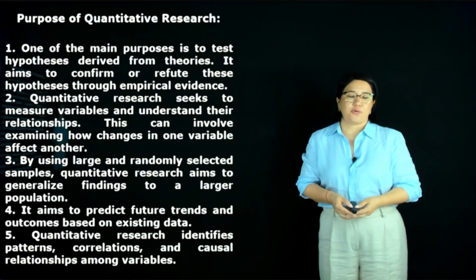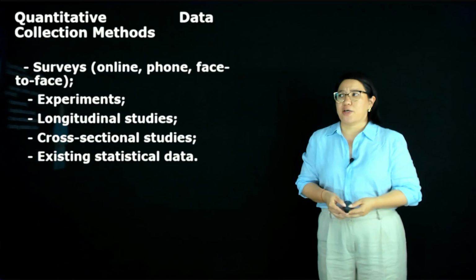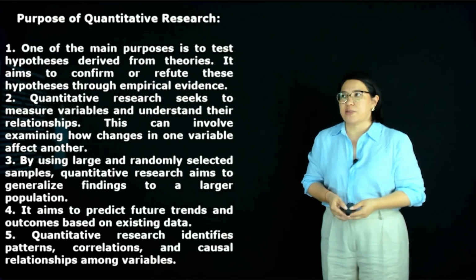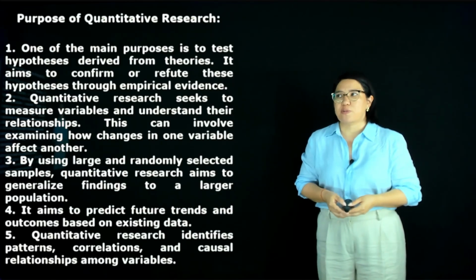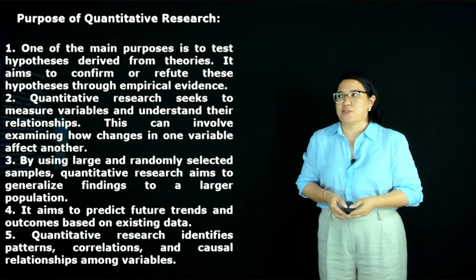The purpose of quantitative research has 5 main aspects. One of the main purposes is to test hypotheses derived from theories, and it aims to confirm or refute these hypotheses through empirical evidence.